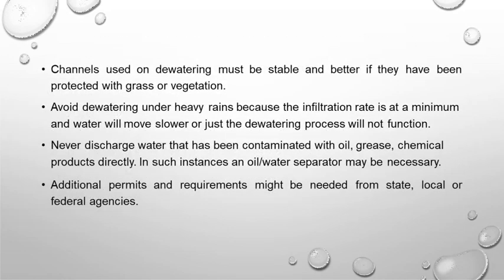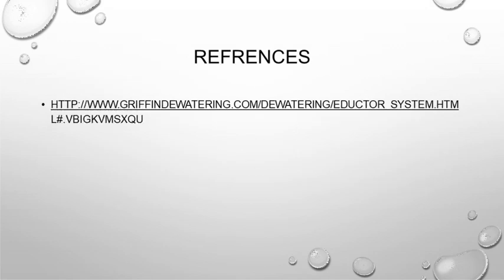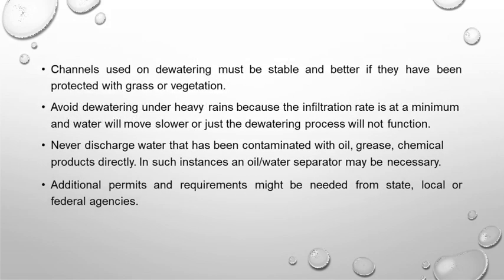Some of the channels used in dewatering must be stable, and it is better if they have been protected with grass or with grass and vegetation. Avoid dewatering under heavy rain because the infiltration rate is at minimum and water will be moved slower, or the dewatering process will not function. Additional permits and requirements may be needed from the state, local and other agencies. Okay, so these are some of the points.